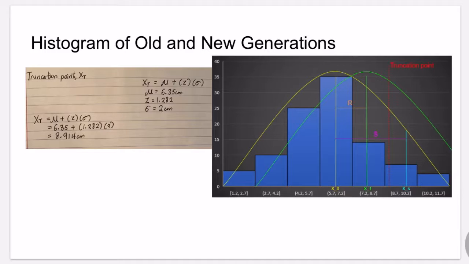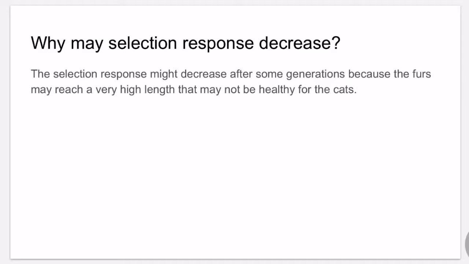The pink horizontal line denotes the selection difference between the mean of the individuals selected to be parents and the mean of the original population. The orange horizontal line represents the response to selection between the mean of the offspring and the mean of the original population. Now I just want to give a reason why the selection response may decrease.